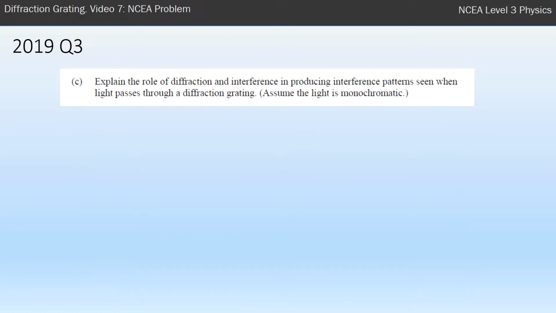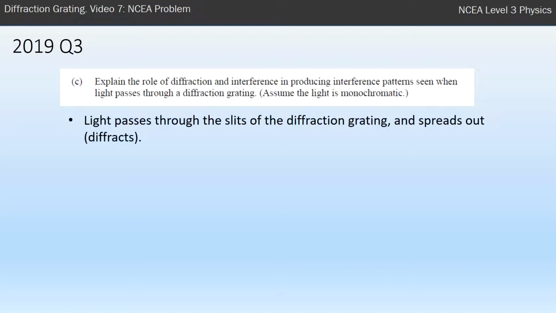All right, explain the role of diffraction and interference in producing an interference pattern seen when light passes through a diffraction grating. So just explain diffraction gratings. I'm just taking all this information from the videos I've already done and explaining it again, really. When light passes through the slits of the diffraction grating, it spreads out. This is diffraction. The best way I can describe this is with a little diagram, so I might draw this little diagram in my exam.